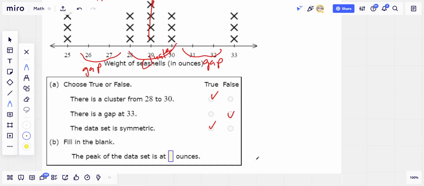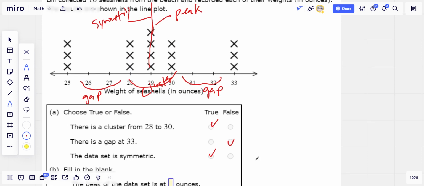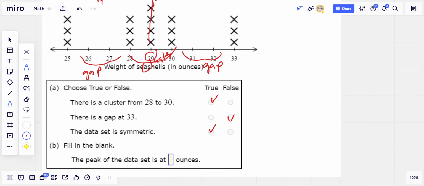All right, let's do B. It says the peak of the data set is at what ounces? And we see the peak right here. This is the high point on our line plot here, and that's at 29. So the peak of the data set is at 29 ounces.